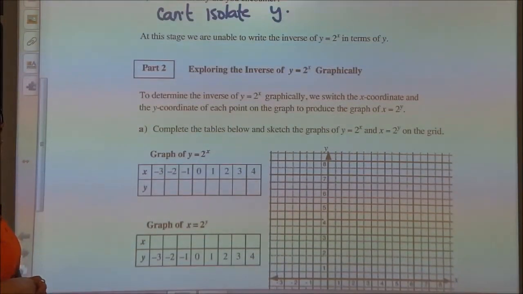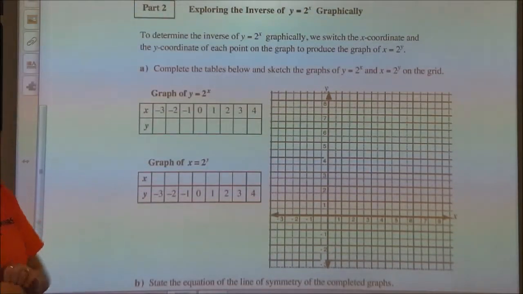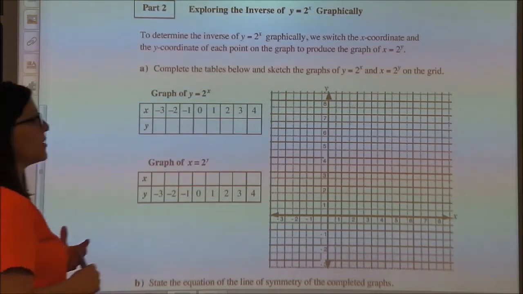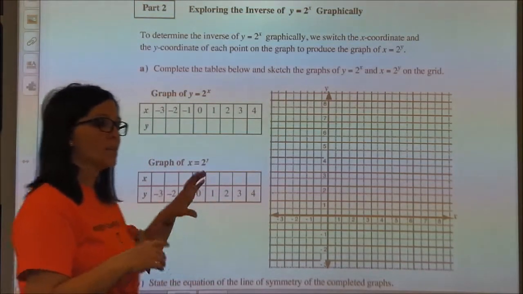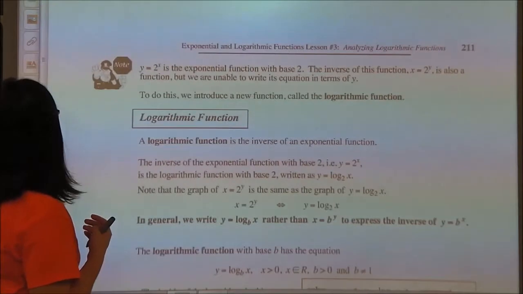So if you look at part 2, it says to determine the inverse graphically, we can switch x and y coordinates. So what we're going to do is start off with graphing y equals 2 to the power of x. This was the graph that we did in lesson number 2. So if you want, you can pause and go back to lesson number 2 and see what that chart looked like. Or we can keep going.